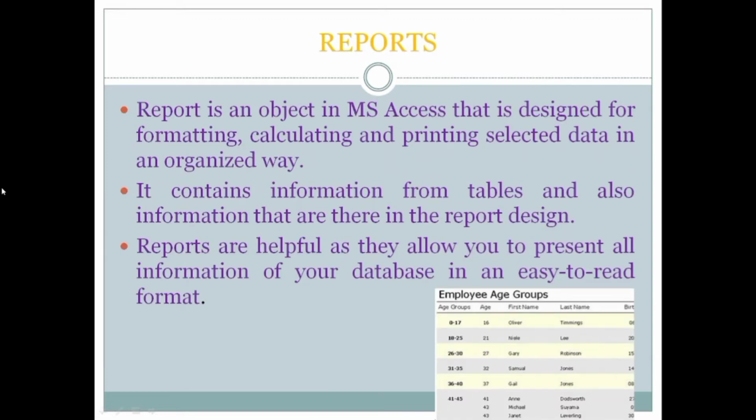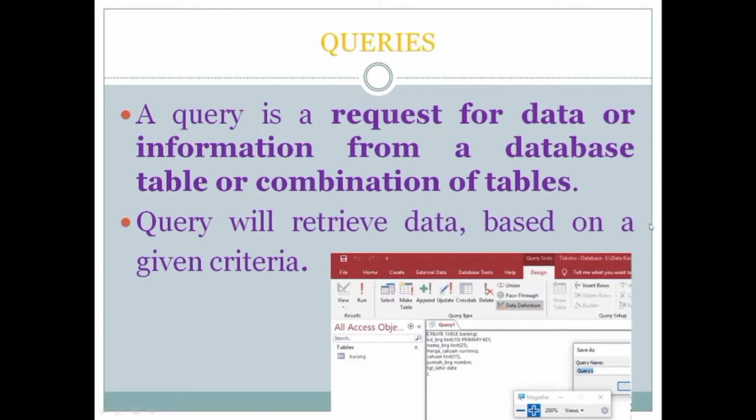The next thing is queries. Basically, queries represent the information from the table that satisfies certain conditions, or a query is a request for data or information from a database, tables, or a combination of tables. Query means a request that we send to the database to get particular data. A query will retrieve the data based on given criteria.